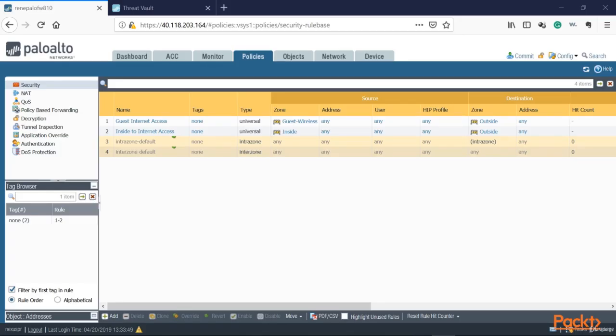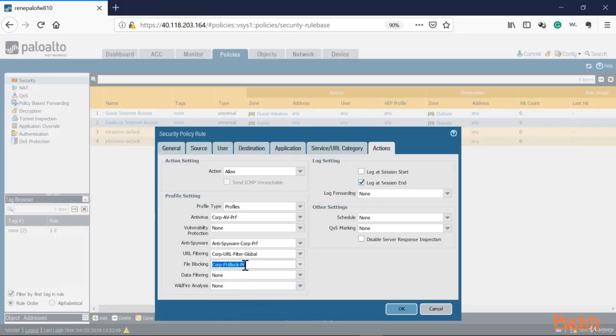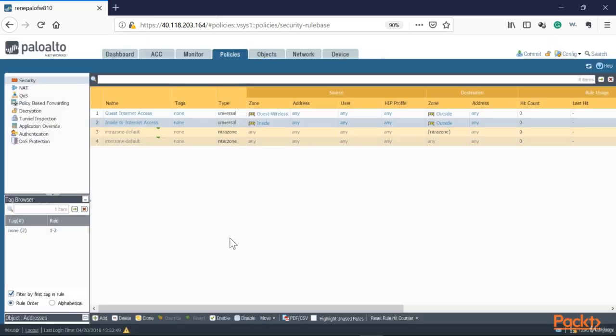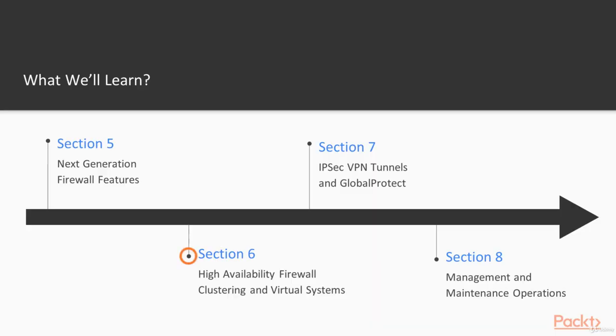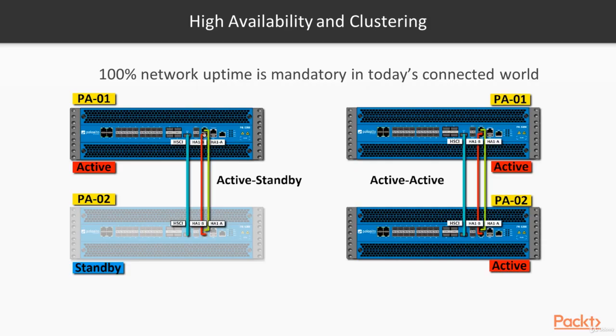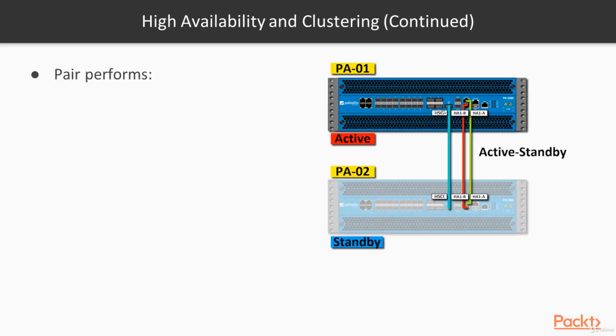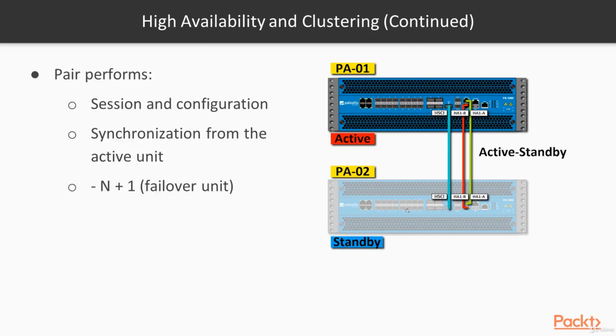So denial of service, this is a very common type of attack, and we've got to make sure that we know how to enable Palo Alto to protect us from that threat. In section 6, we're going to take a look at clustering, and we need to make sure that our Palo Alto environment is completely redundant.